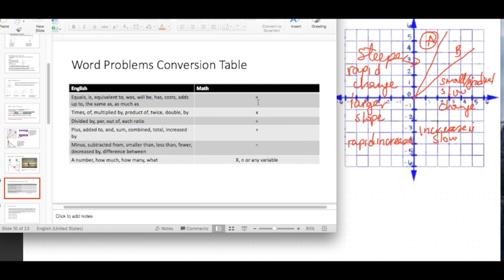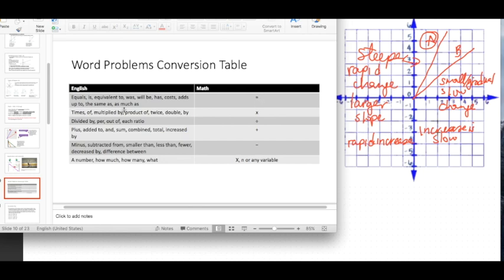So we have the equal sign, you have the obvious equal, is, equivalent to, was, will be, has, cost, adds up to, the same as, as much as, all those mean equal. So once you see it in a worded problem and you have to convert English to math, you know what signs or operations to use.